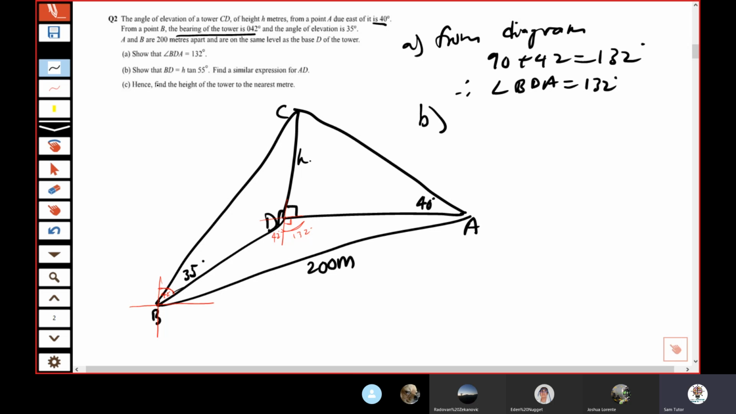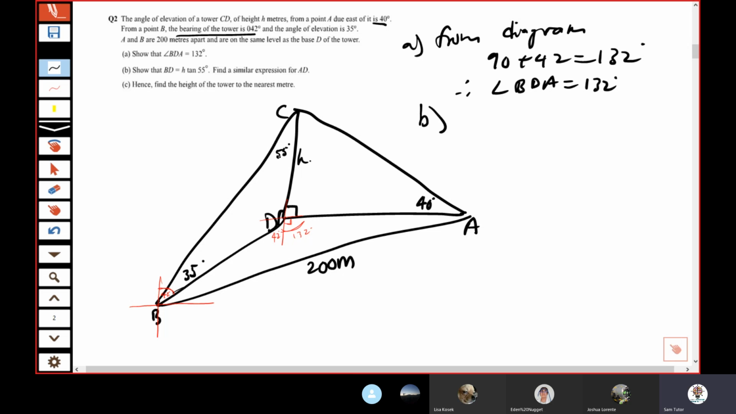Okay, this time it does change it up a little bit. It says show that BD is equal to h tan 55. What? We've got 35. Anyone have any idea of how to get this 55 that they want? Angles in a triangle. Yeah, right. That's the only way you can make it any harder. We're just trying to trick students. All right, there it is.